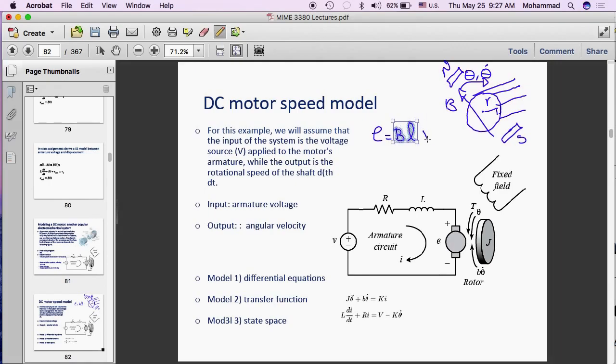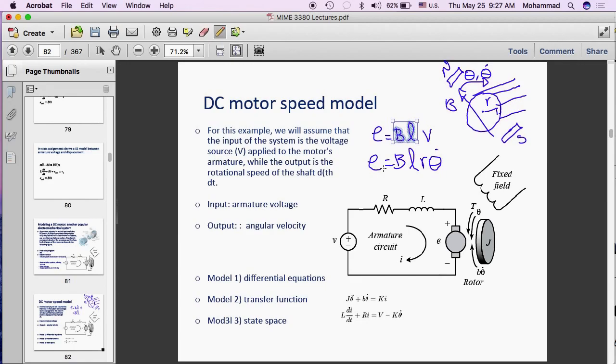So we need the velocity. If you have a cylinder at a radius r moving at angular velocity theta dot, what is the linear velocity of the points on the perimeter? Aren't they r theta dot? It is r theta dot. So this is going to be B, strength of magnetic field, L, length of the conductor, times r times theta dot. And this is E, the generated voltage, as the result of the law of generators.